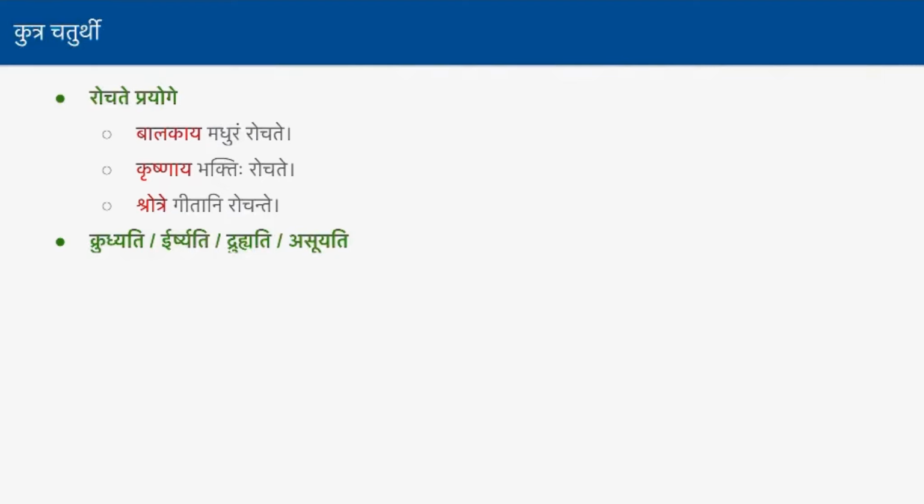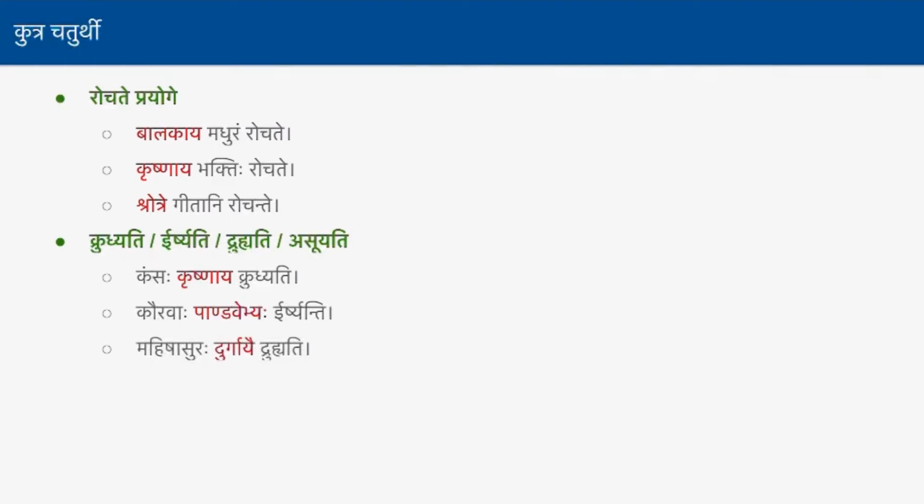So let us see some examples and understand that easily. Kamsaha Krishnaya Krudhyati. Here Kamsa does anger on Krishna. I mean, he has anger, and the person on whom he has anger is Krishna. So Krishna gets a Chaturthi form here. Another example: Kauravaha Pandavebhyaha Irshyanti. They envy the Pandavas.